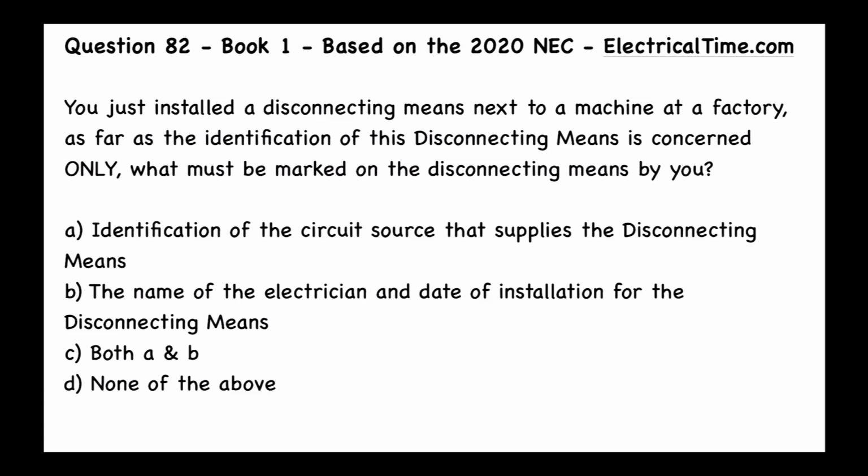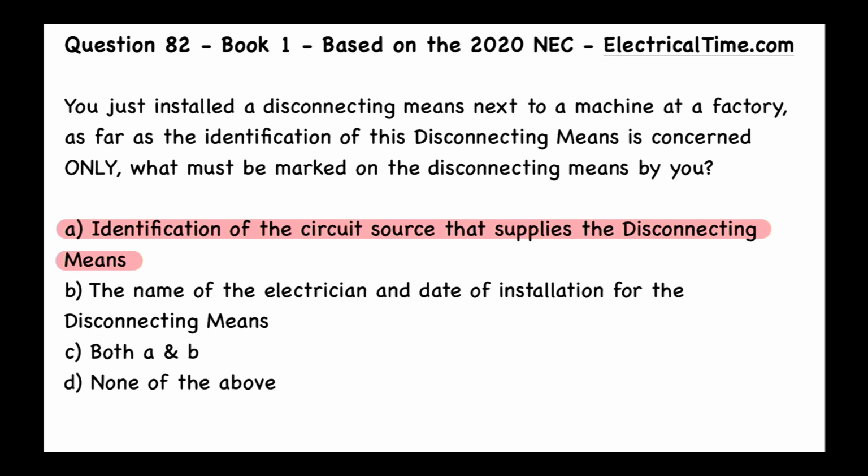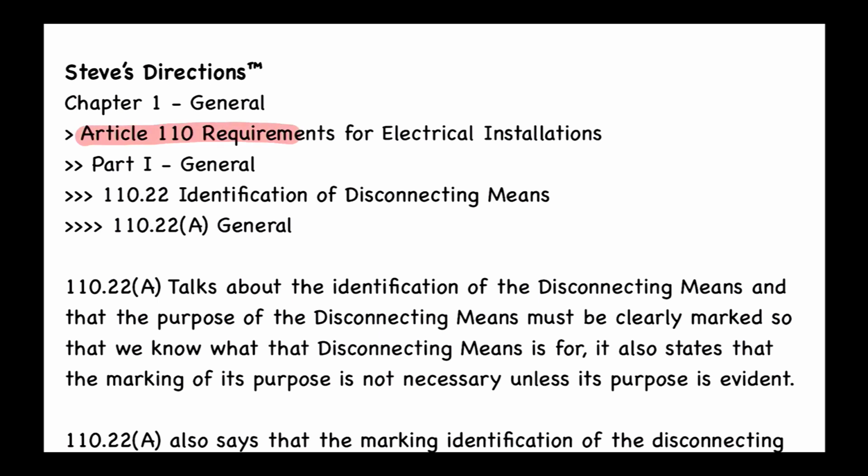So the answer is going to be identification of the circuit source that supplies the disconnecting means. That's the answer. All right, so what's the first question we're going to ask ourselves? What article are we talking about here? That is going to be Article 110, called Requirements for Electrical Installations, within Chapter 1, called General. Then we look at the parts in Article 110 and find Part 1, General. Then we find 110.22, Identification of Disconnecting Means, and then 110.22(A), which is also called General.